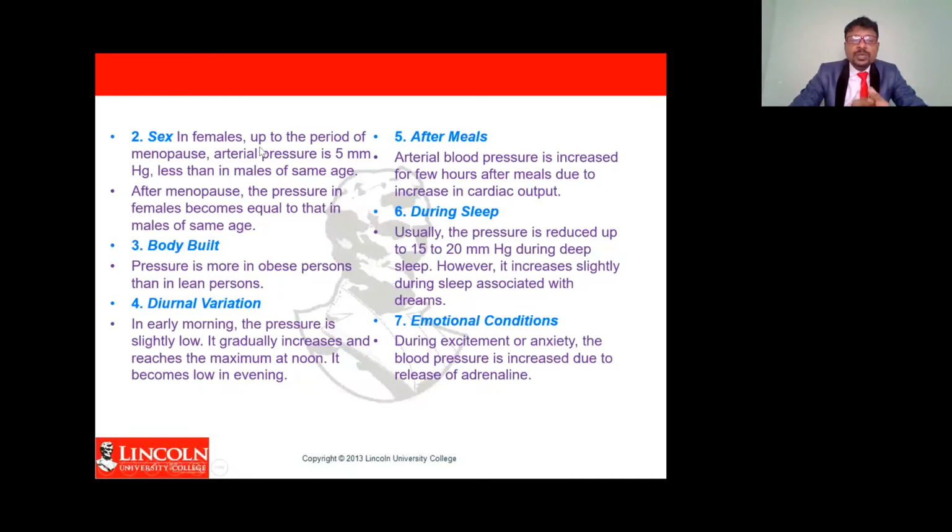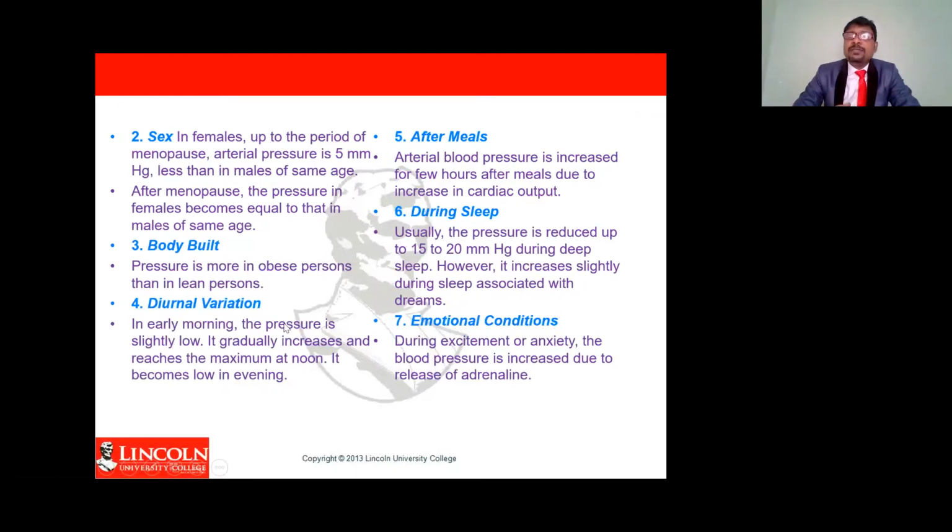Next is sex, and how the difference between females and males appears. The arterial pressure in females is at least 5 mmHg less than in males of the same age. Until menopause, the pressure in females is less than in the male age group. But after menopause, after the menstrual periods stop, the pressure is the same in both age groups as well as both genders. This variation is because of hormonal changes, because of progesterone. Just as we discussed with temperature, the progesterone hormone also plays an important role in blood circulation and blood pressure.